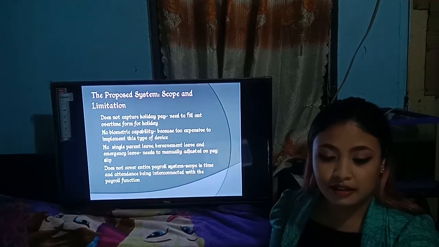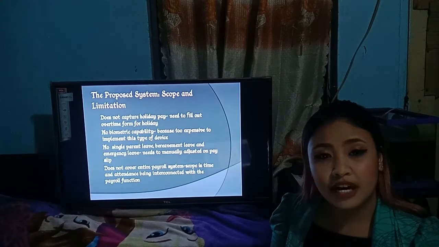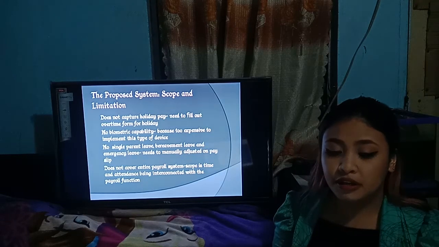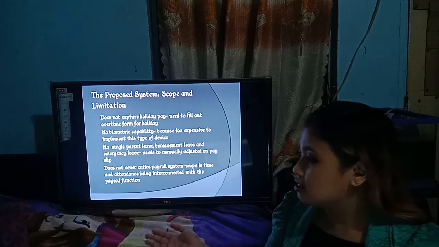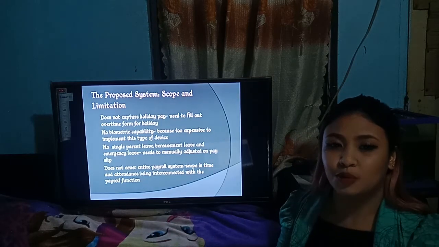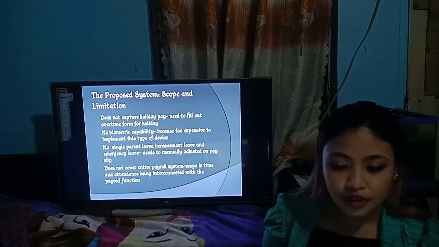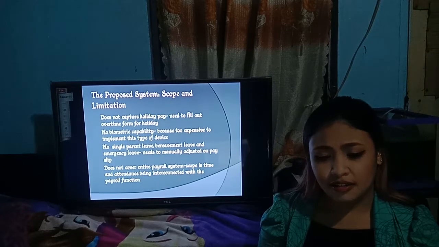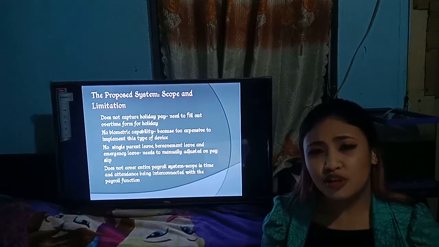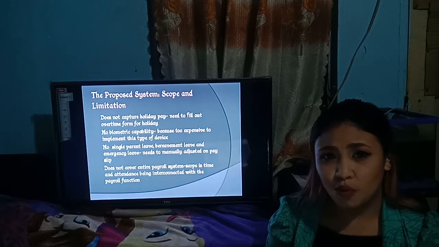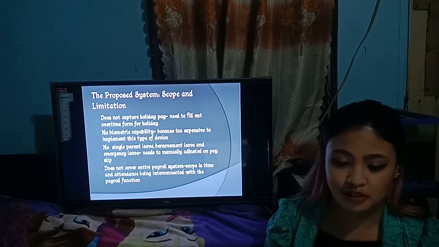To further explain this, the system generates all the reports that will be used as the basis of the calculation of the salary. That is why it is interconnected with the payroll function. To better understand the project context and description, it's also important to discuss the features of my proposed system.